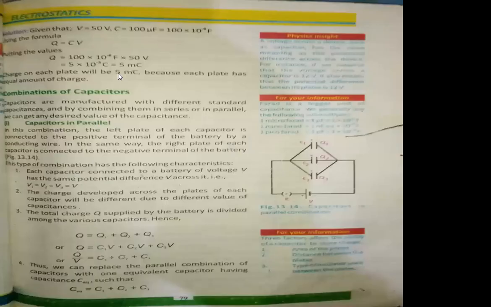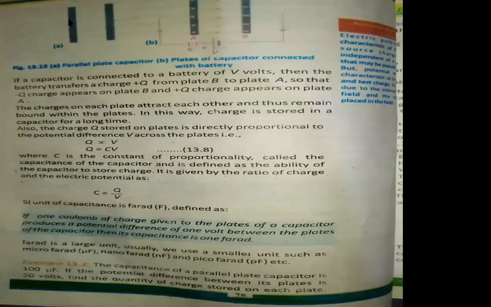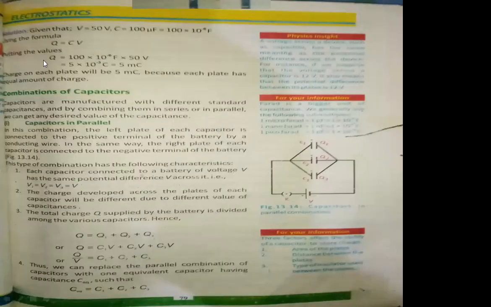Suppose you have these parallel plates. The charge on this plate is 5 millicoulomb, and the charge on this plate will also be 5 millicoulomb, stored in this numerical. So charge on each plate will be 5 millicoulomb because each plate has an equal amount of charge. So students, this is the end of today's lecture.